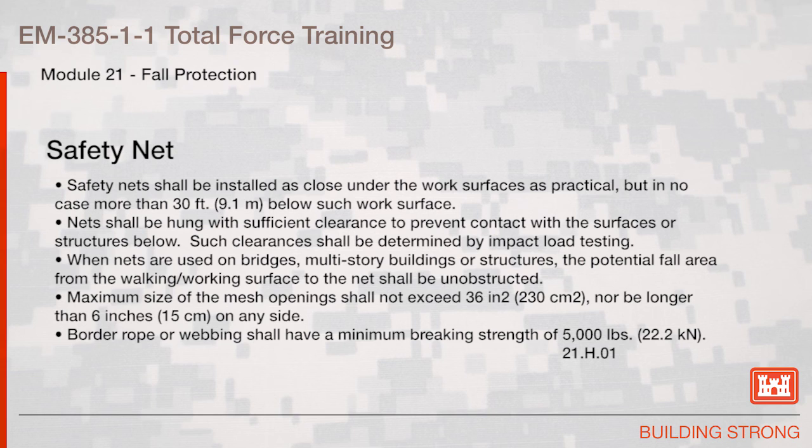Nets shall be hung with sufficient clearance to prevent contact with the surfaces or structures below. Such clearance shall be determined by impact load testing. When nets are used on bridges, multi-story buildings, or structures, the potential fall area from the walking working surface to the net shall be unobstructed. Maximum size of the mesh openings shall not exceed 36 square inches, nor be longer than 6 inches on any side. The border rope or webbing shall have a minimum breaking strength of 5,000 pounds.